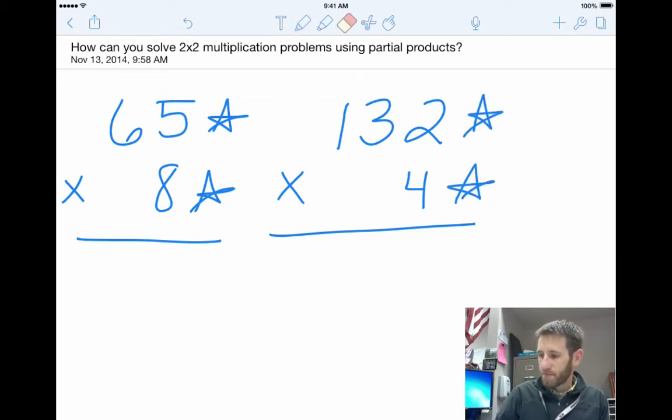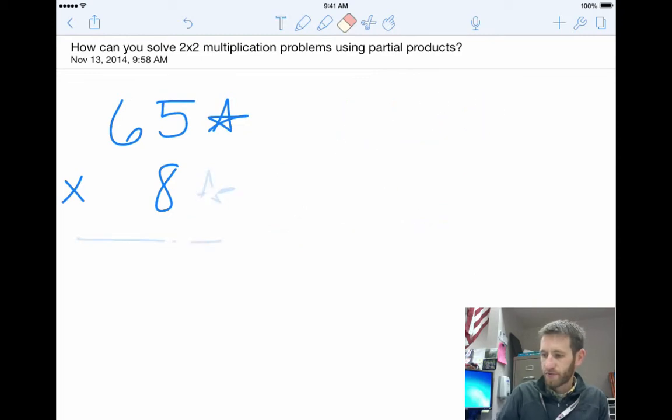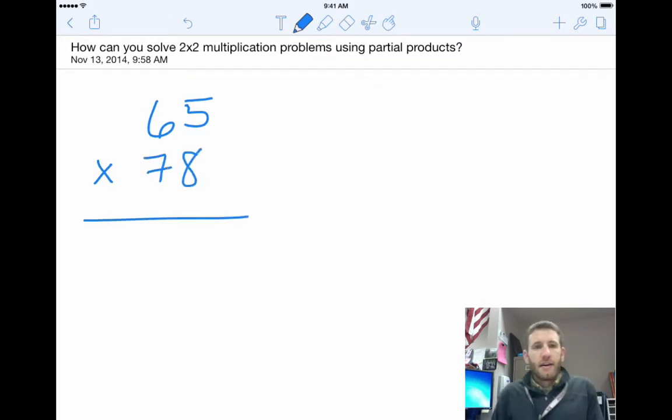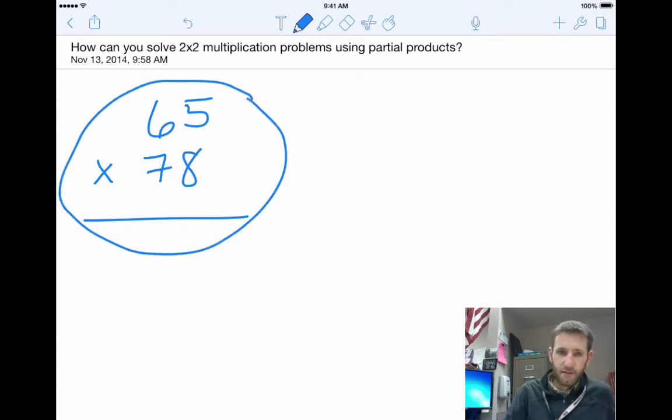But now we're going to take it a step further, okay? And we're going to solve a problem using partial products, multiplying, let's say, 65 multiplied by 78. Okay? Now it's very similar to how you solved 2 by 1 and 3 by 1 problems, but because you have 4 digits right here, you're going to have 4 partial products.